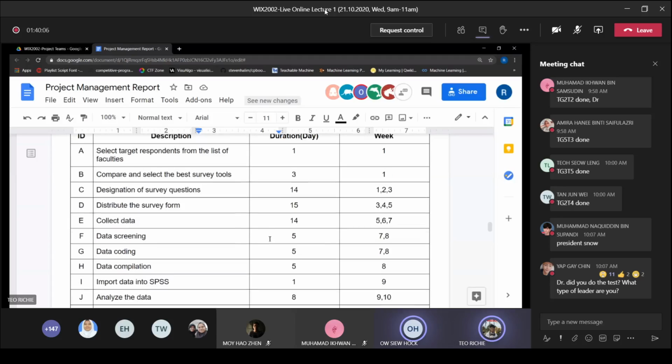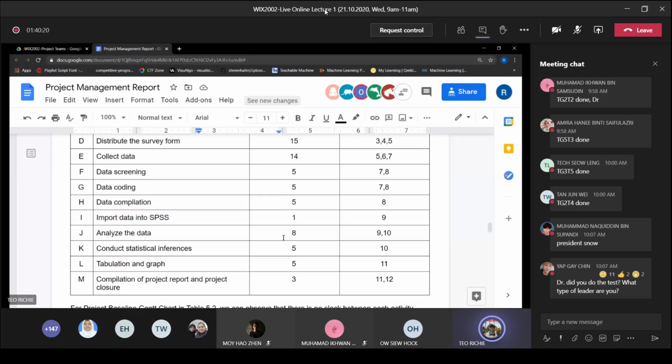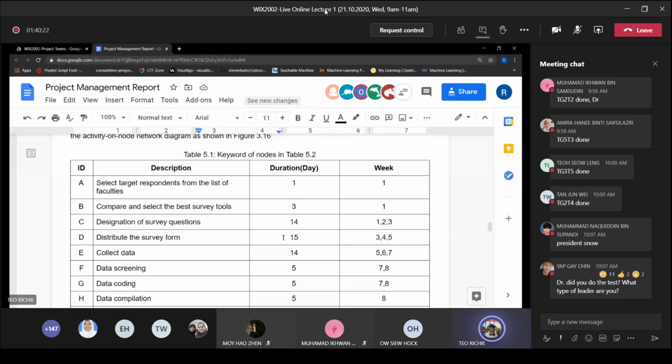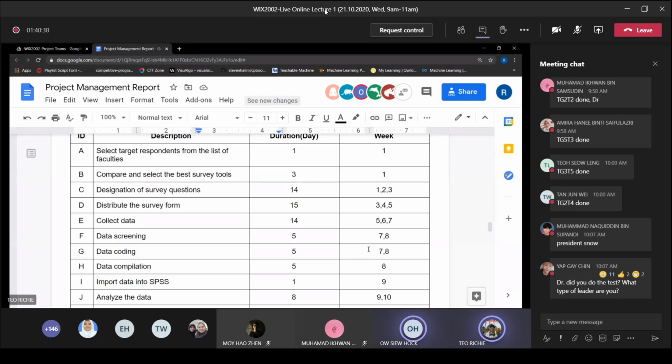The week, what is that? We follow the initial week that we started conducting the project. Let's say on week 1 we selected target respondents. On week 1 too, we also compared and selected the best survey. It's something like this.